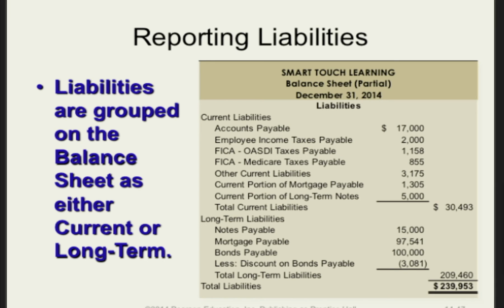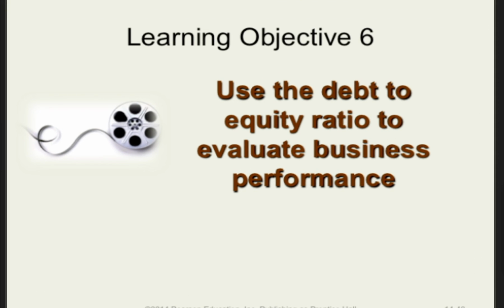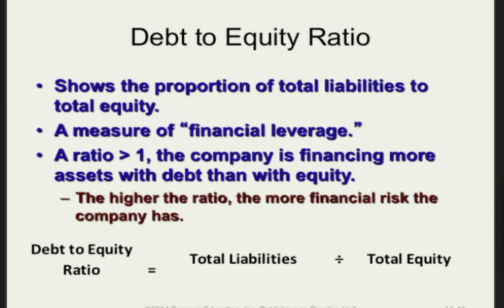Long-term liabilities are grouped together in the liabilities section of the balance sheet and are presented after the current liabilities. They are shown net of any discounts or premiums. The debt-to-equity ratio is a measure of the proportion of liabilities to equities, called financial leverage. A debt-to-equity ratio greater than 1 indicates that the company is funding more assets with debt than equity. This also indicates a higher level of financial risk for the company.